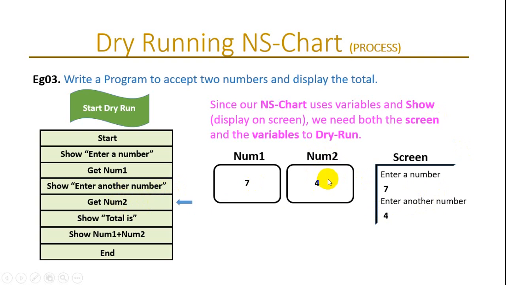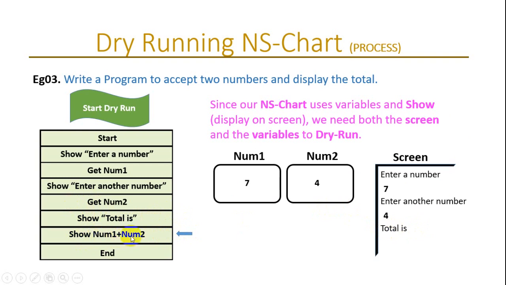Then according to the exercise, we have to add the two numbers and give the total, right? So for that, to be a little bit more meaningful, in the next line we are just giving a heading saying "total is". When this line executes, it shows on the screen, right? It's a show command. So "total is" will be shown here, and it will go to the next line. And the next line says show num1 plus num2.